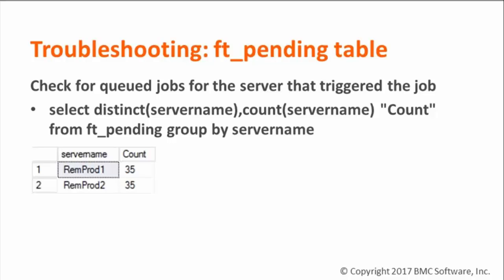I went to both of my servers and performed a full reindex. That's all I did. So in my example, this shows you that from server name remprod1 and from server name remprod2, I did something that caused 35 records to be written to the full text pending table. Based on what we've seen earlier in the slides, those 35 records represent the 35 forms that have an operation type of 5. So this shows me, from the invoking server, Remedy-Prod 1 and 2, how many jobs were requested.